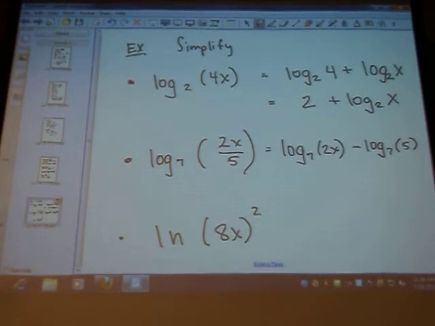Okay, now is there anything else I can do with this? Well, log base 7 of 2x is log base 7 of 2 plus log base 7 of x. The 2x is multiplied, just like our first example. So I can break down the log base 7 of 2x, just like I did the 4x in our first example: log base 7 of 2 plus log base 7 of x. And then I would still have that minus log base 7 of 5.